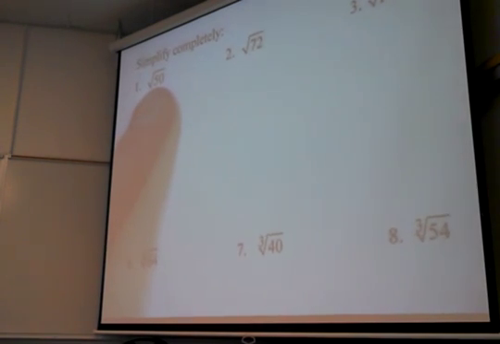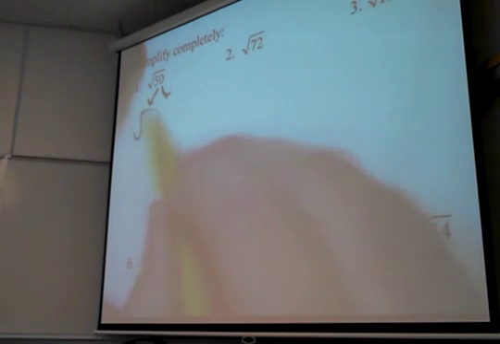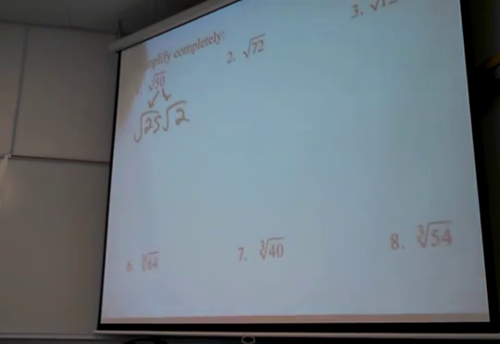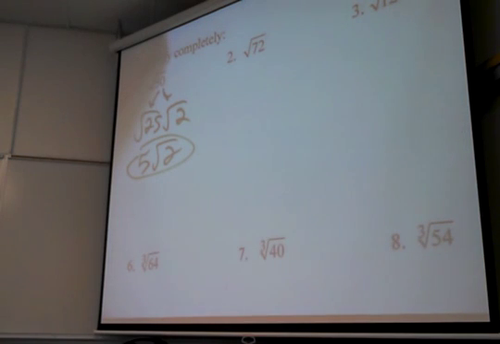How do I break 50 up? I can break it up into 25 times 2. They're both square roots still because I can't get rid of the root. Square root of 50 is square root of 25 times square root of 2. What is the square root of 25? 5. What's the square root of 2? I don't know. Yeah, good.